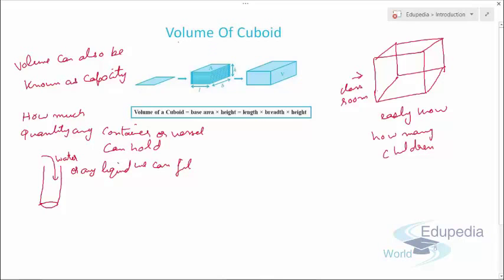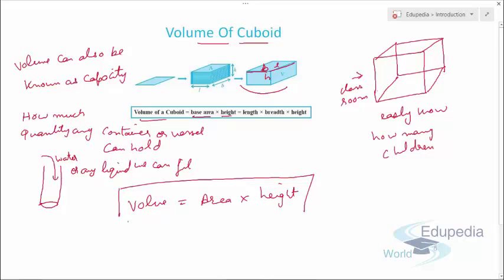Now first of all, we'll discuss the volume of cuboid. Now what is the volume of cuboid? Let's say we have a cuboid like this, and let's say this is the breadth, this is the length and this is the height. Now the volume of cuboid is equal to base area into height. Always remember, volume is always equal to area into height. You have to remember this concept very sharply. Why? Because in each and every concept we will discuss, volume will always be equal to area into height.